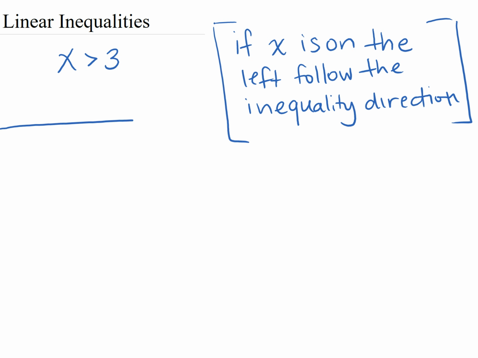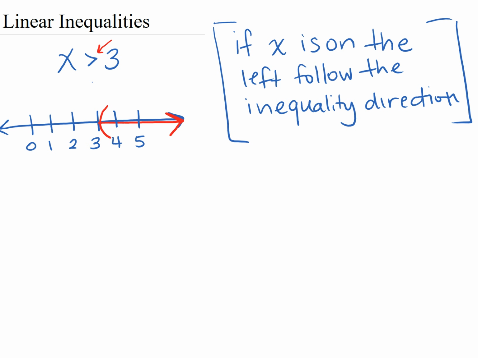So I set up my number line. I have 3. Nope, I want to start bigger or smaller. 0, 1, 2, 3, 4, 5. So because x is on the left, I can head towards the greater than. And so what I will do is on my graph, I'll go from 3 to the right. And because my inequality is just greater than and not greater than or equal to, I'm going to use a parenthesis to mark that value.